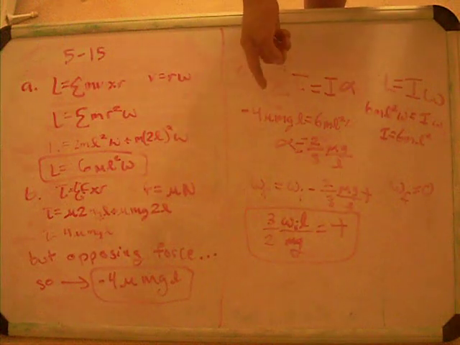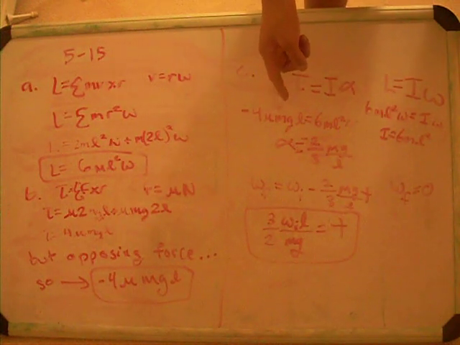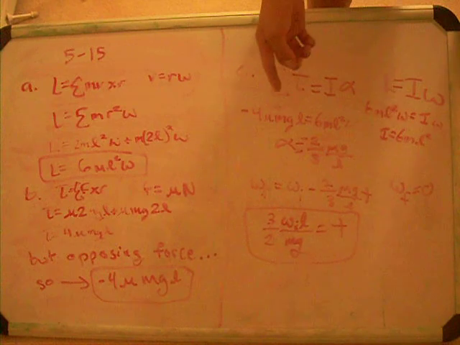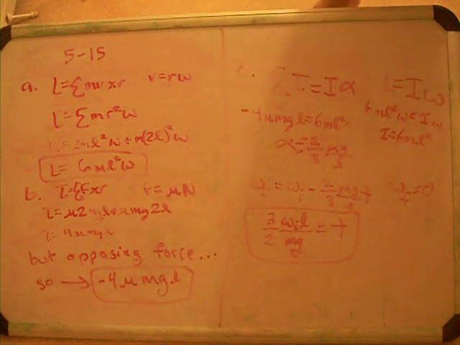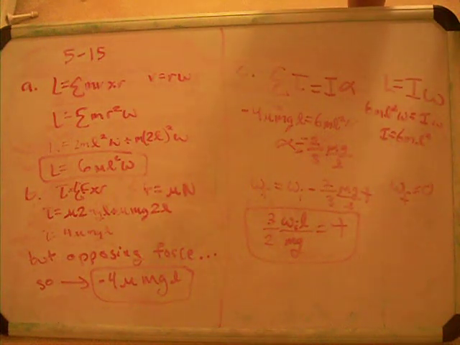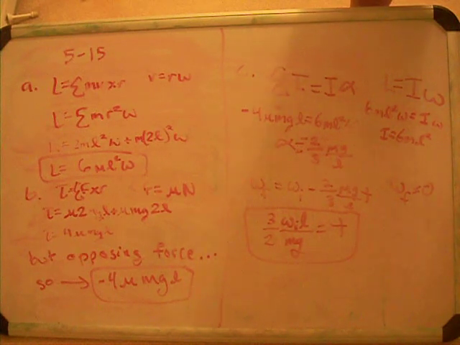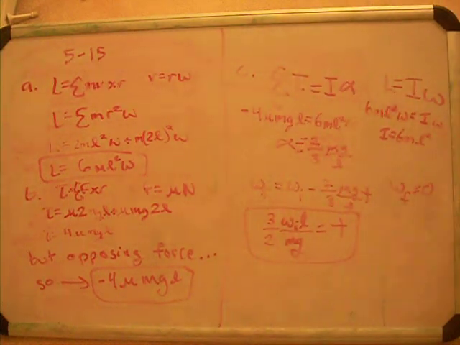And now you just use a kinematic equation in terms of the angular perspective, and through that you can find time by just setting omega final to 0. You're given omega initial, and you plug in your alpha that you found multiplied by t, and you solve for t. That's all.